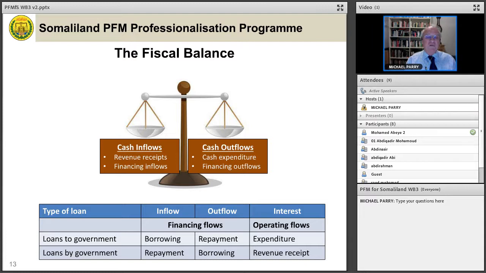And also notice on the right that interest is an expense or a revenue receipt. It's not a financing flow. So you must keep interest separate from payments of principal on a loan and deal with them separately.